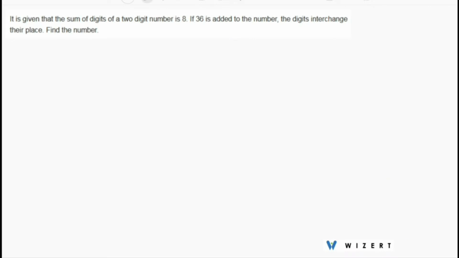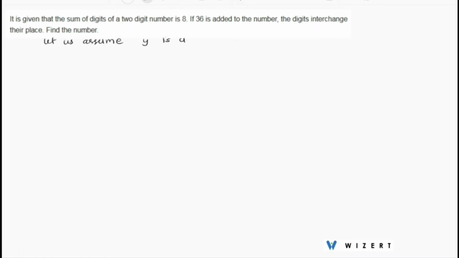We have this question here. It is given that the sum of the digits of a two-digit number is 8. If 36 is added to the number, the digits interchange their place. Find the number.